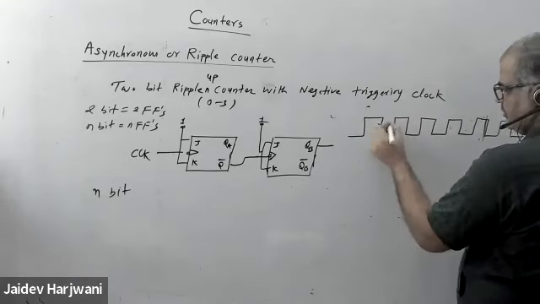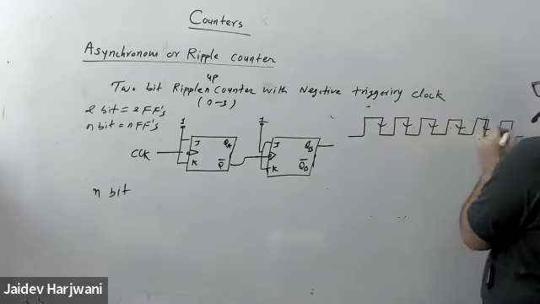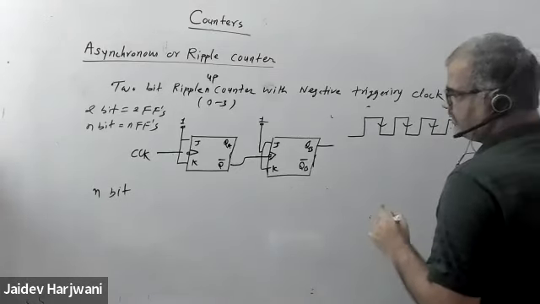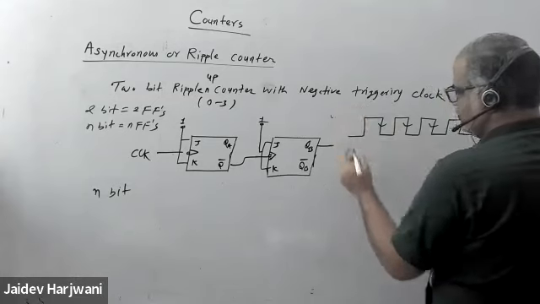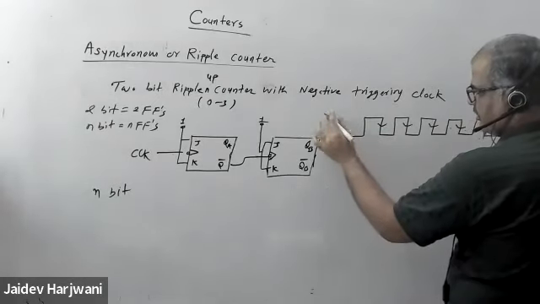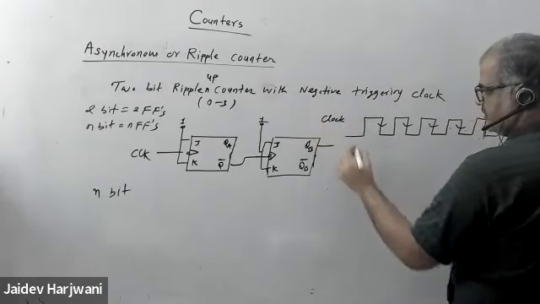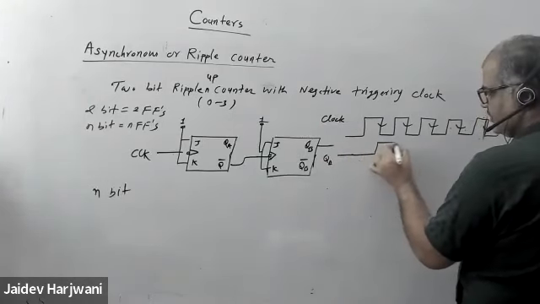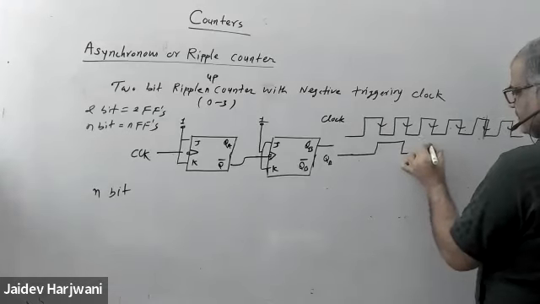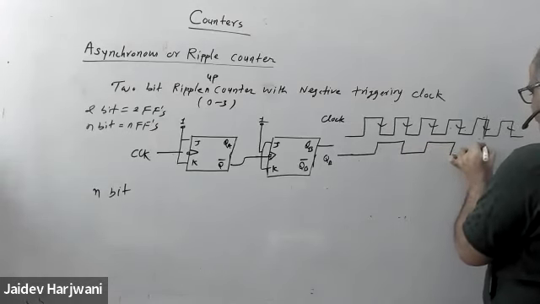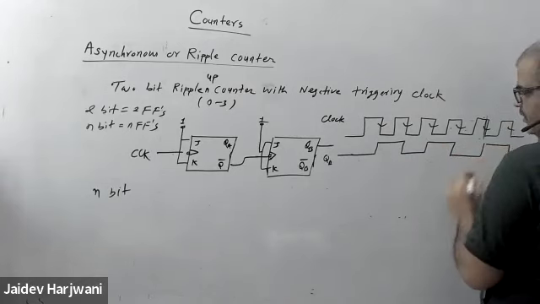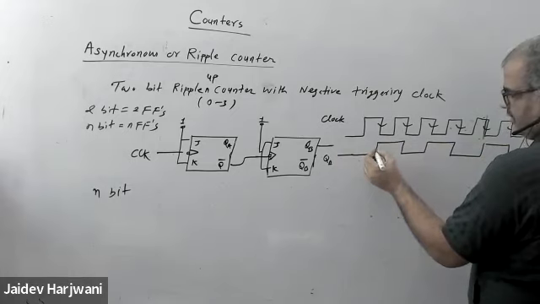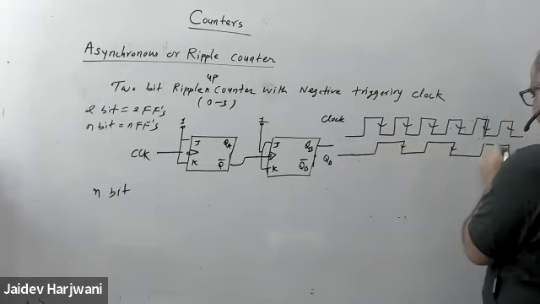Okay, so this is your clock. Now what will happen? You have QA. QA will be what? Initially, this is a clock. So initially say QA is 0. So QA will be changed here. It will go down here. It will come here, down here, up here, down here. So this is my clock QA. So here it will go up. So this is a negative triggering clock.